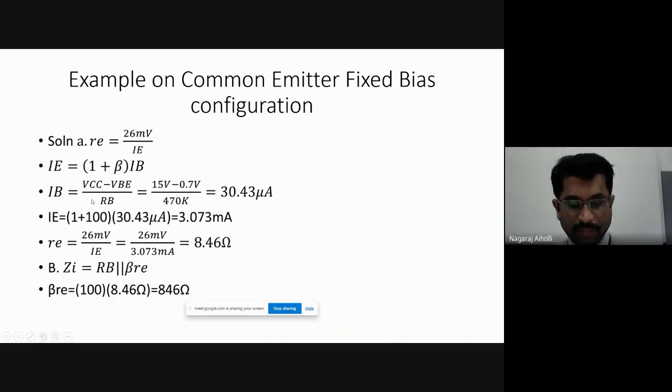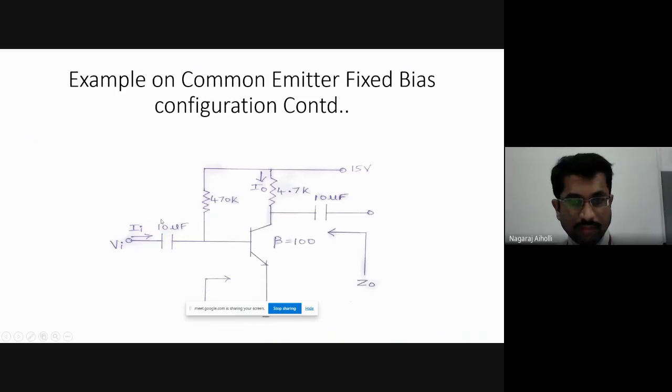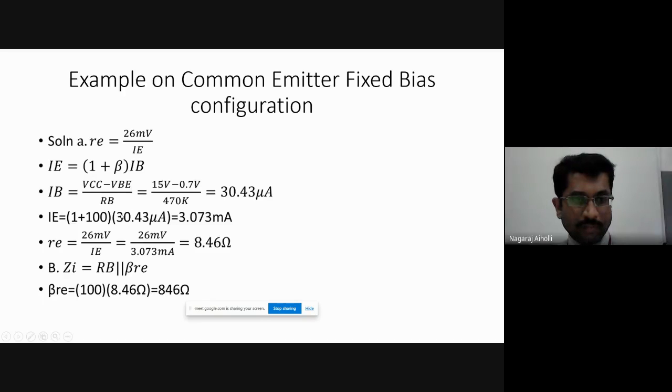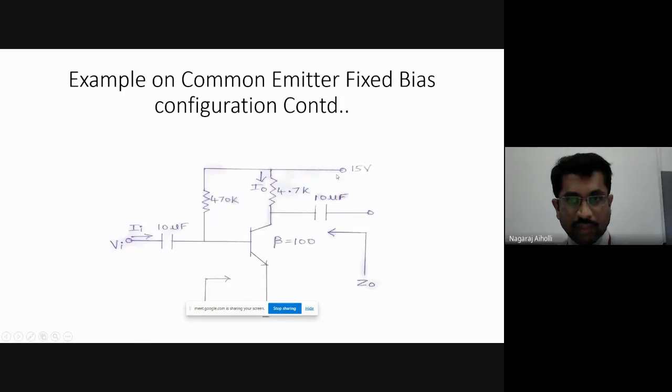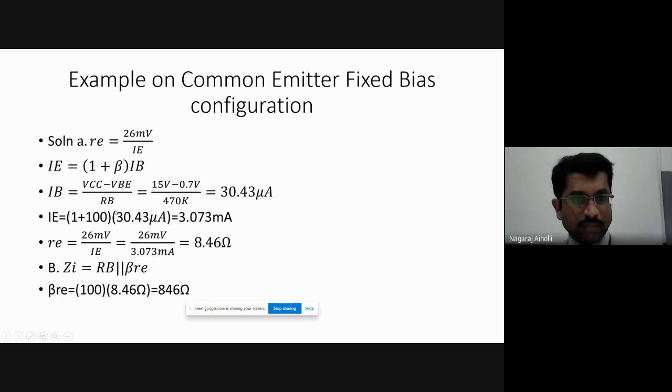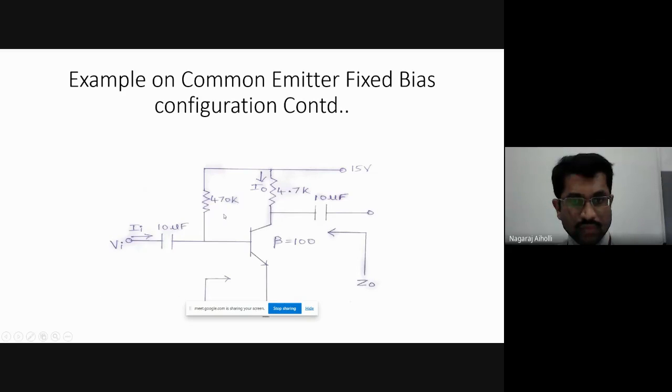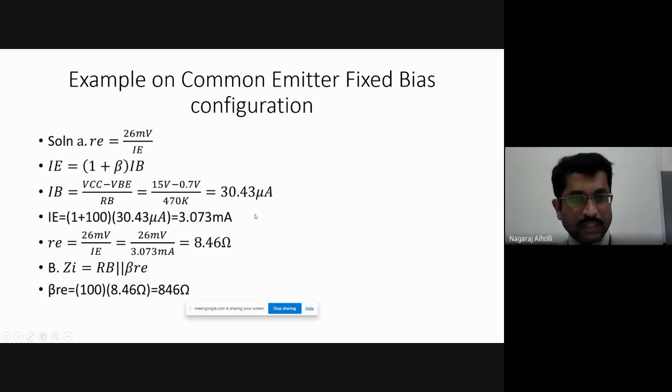What is IB? According to the analysis, if you apply KVL to the input section, we get VCC minus VB divided by RB. So VCC minus VB divided by RB is IB. VCC is given as 15 volt, minus 0.7 volt, divided by RB, which is given in the circuit as 470 kilo ohm. This comes out to 30.43 microampere.